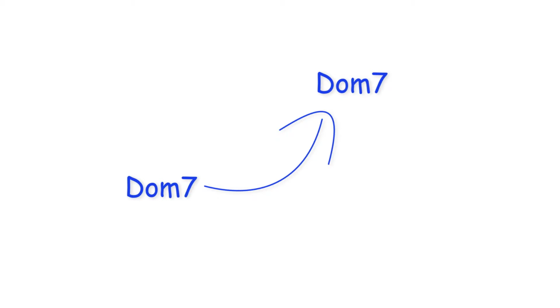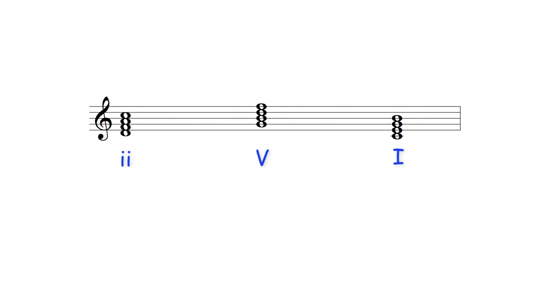As I mentioned earlier, tritone substitutions typically involve a dominant seventh chord being substituted by another dominant seventh. If we take this 2-5-1 progression in C, for example, a tritone interval above the root of the G seventh chord is C sharp or D flat. Our substitute dominant, therefore, is built on this note and is a D flat dominant seventh chord.